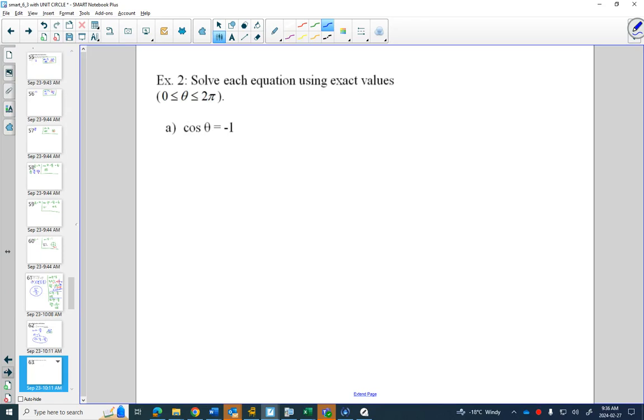So again, maybe what I'll do is, in the green box off to the side, I'll write down some of my thinking. Actually showing that work on a test or a quiz or an exam would be optional. Okay? Cos theta equals negative 1. In my thinking, I would think axis family. Because zeros and negative 1s are all on your axis family.